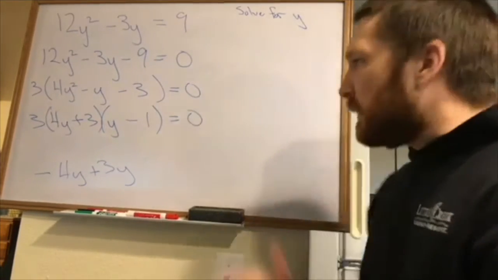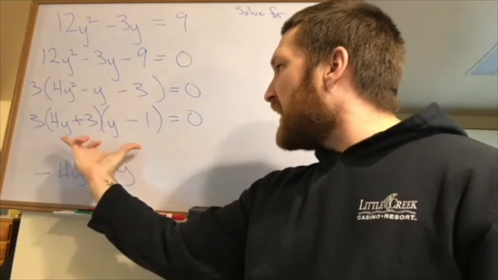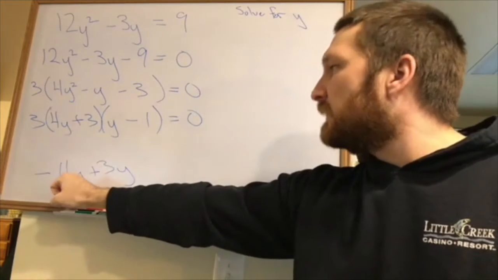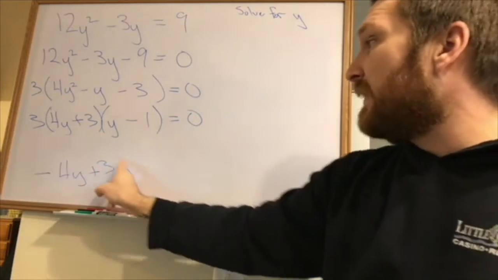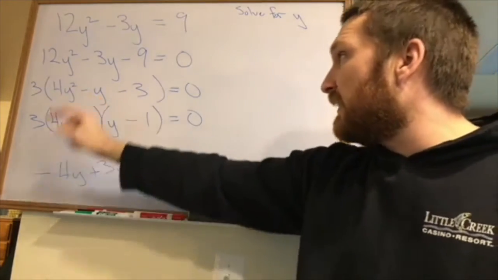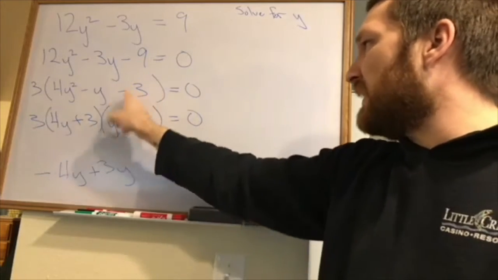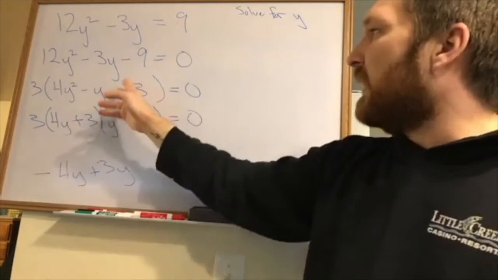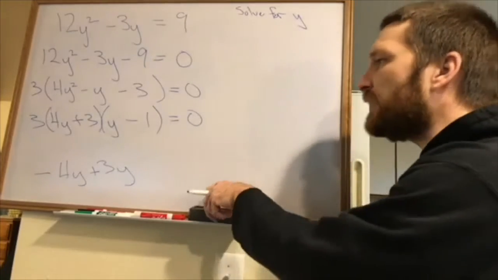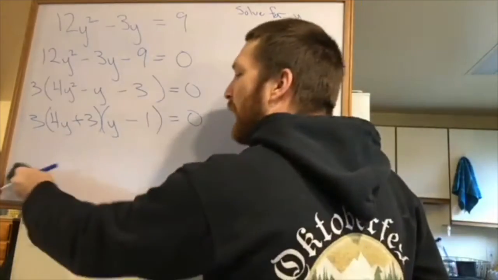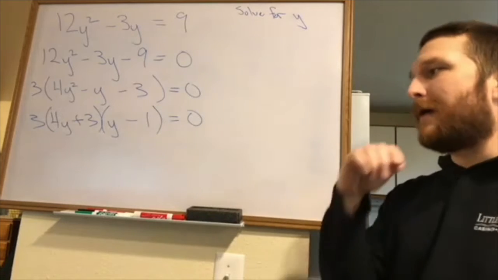Just real quick, I'm going to double check. 4y times y gives me 4y squared. Outside gives me a negative 4y. Inside gives me a positive 3y. Put those together, I get a negative 1y. Good. Positive 3 times negative 1 gives me a negative 3. Good. Putting that back, that works. Okay. Looks good. So now what do we do in order to solve for y?